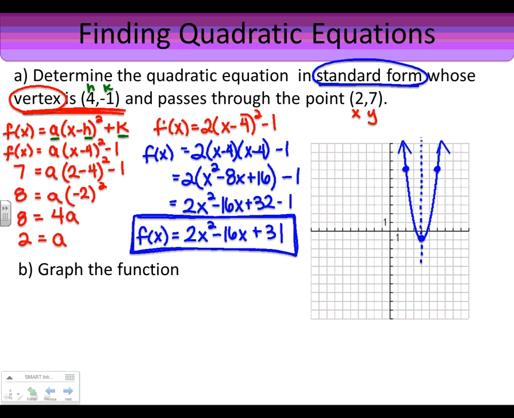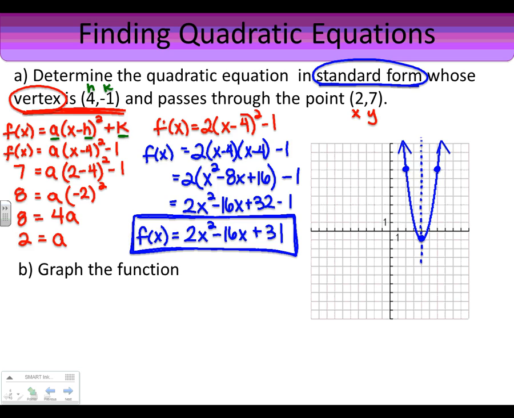So again, determining the quadratic equation in standard form when you're given a vertex and another point. Start with vertex form. Use that point to plug in so you can find your a value. Once you have that, then you have a nice vertex form equation. Take that vertex form, multiply it all out so you get standard form.